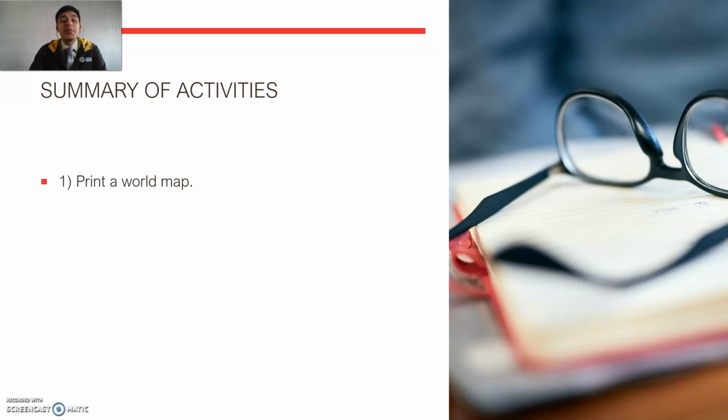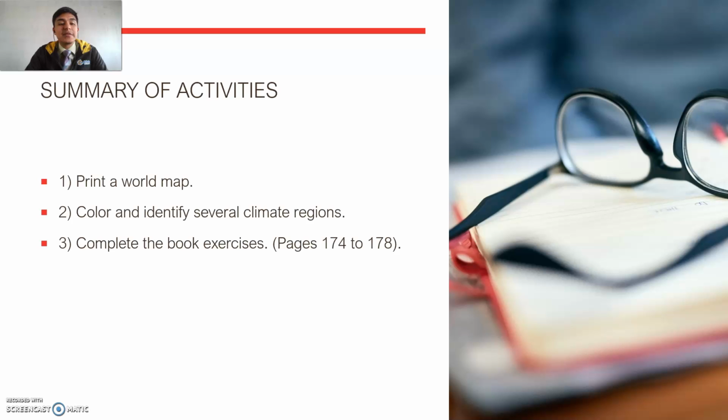So number one, please print a world map. And necessarily it must be in black and white because you need to color it later on. Okay? So look for a black and white world map on the internet and print it out. Then color and identify several climate regions. So it's necessary that you actually read today's topic for doing this. So make sure to read the topic before you identify the several climate regions around the world.